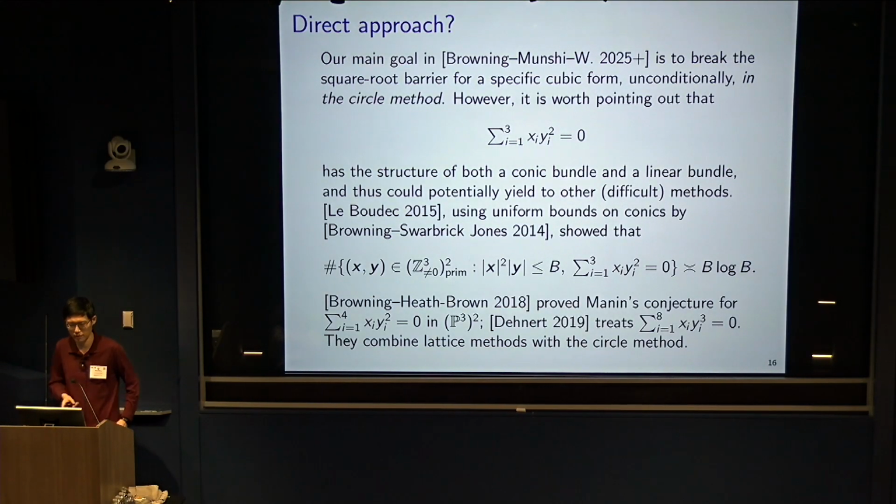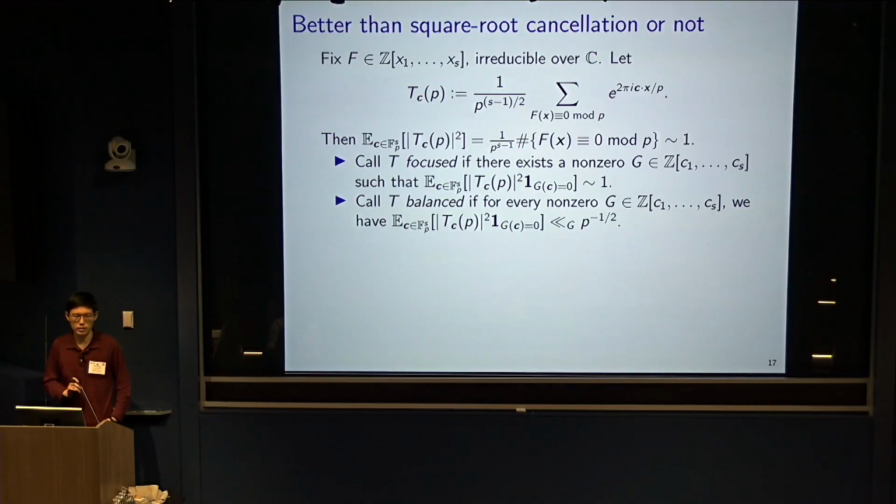So for example, Bhowmick got matching upper and lower bounds for a related counting problem on the same variety with an anti-canonical height and Manin's conjecture. Browning and Heath-Brown did the 4-term version of this, combining lattice methods with the circle method, depending on whether x or y is bigger. And then in Baynard's thesis, he treated a higher degree version of this, but you need more variables. Okay, but I want to focus on the circle method.